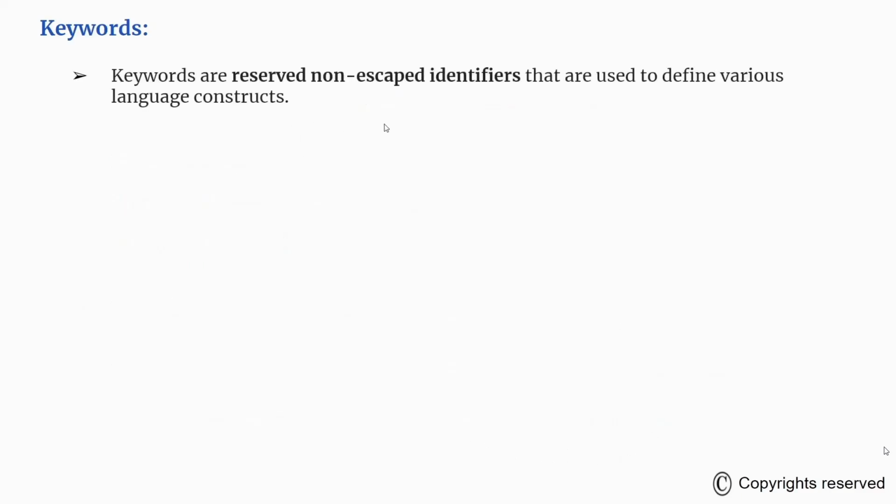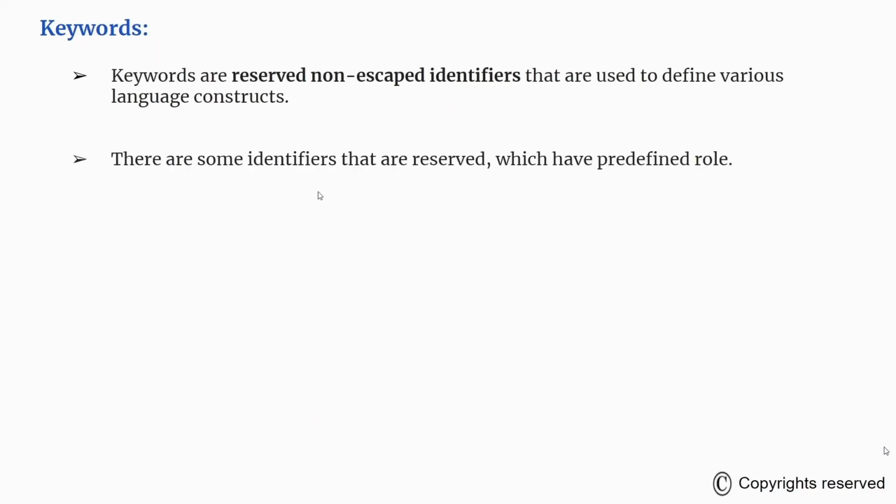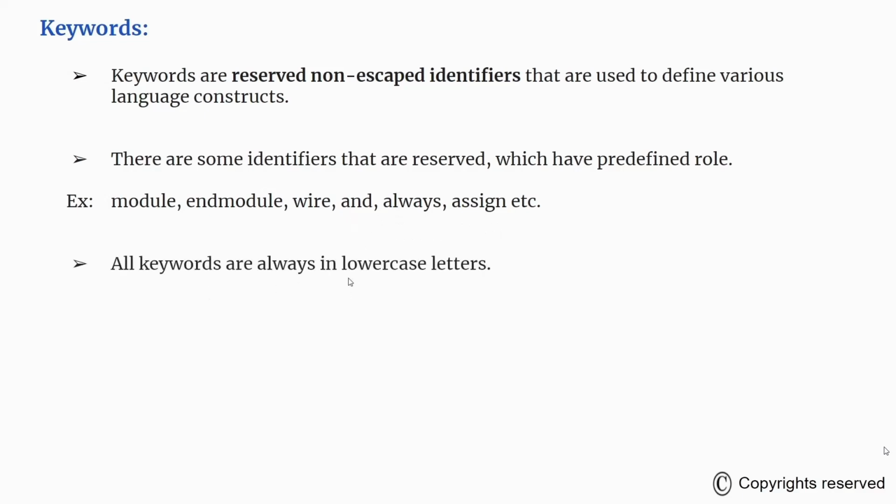Let's see what keywords are. Keywords are reserved non-escaped identifiers that are used to define various language constructs. There are some identifiers which are already reserved and which have predefined roles. For example, module, endmodule, wire, and, always, assign, etc. For example, if you take and, it already has a predefined role. You cannot use it as a user-defined identifier. All keywords are always in lowercase letters. Example, and is a keyword when it has all small letters, whereas And, even if one of the letters is capital, is not accepted as a keyword.